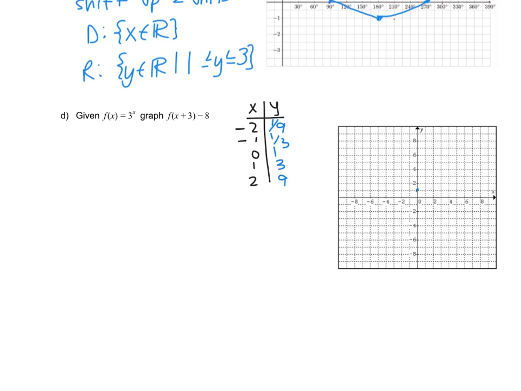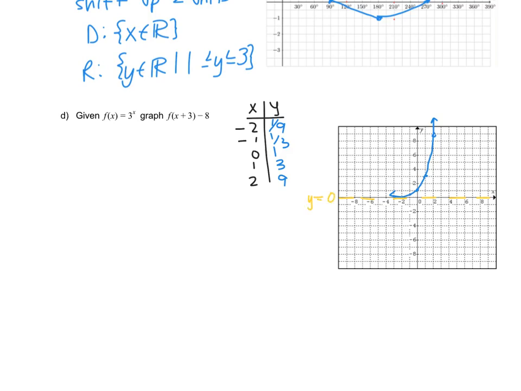So let's go ahead and plot everything. But it might be a good visual to have the table of values for when you're shifting things around. And now, just like with the rational, where we had an asymptote, I am going to label my asymptote because the asymptote will shift.